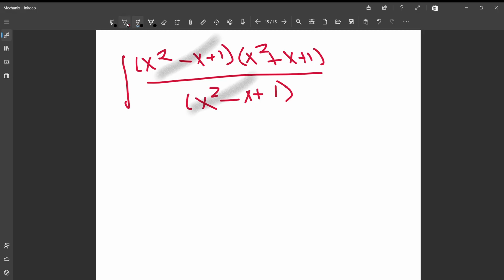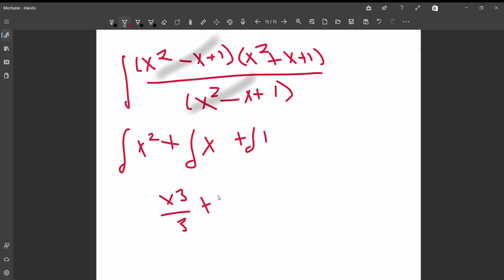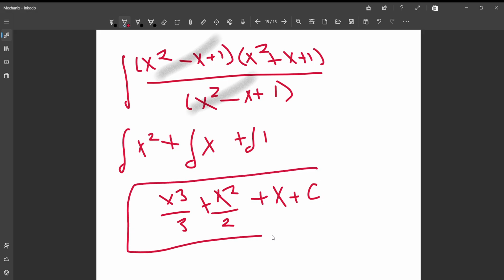In the second, we will have the integral of x squared plus the integral of x plus the integral of 1. That's nothing but x cubed by 3 plus x squared by 2 plus x plus the constant of integration. This is our problem solved. And that's it. So it was quite an easy problem.